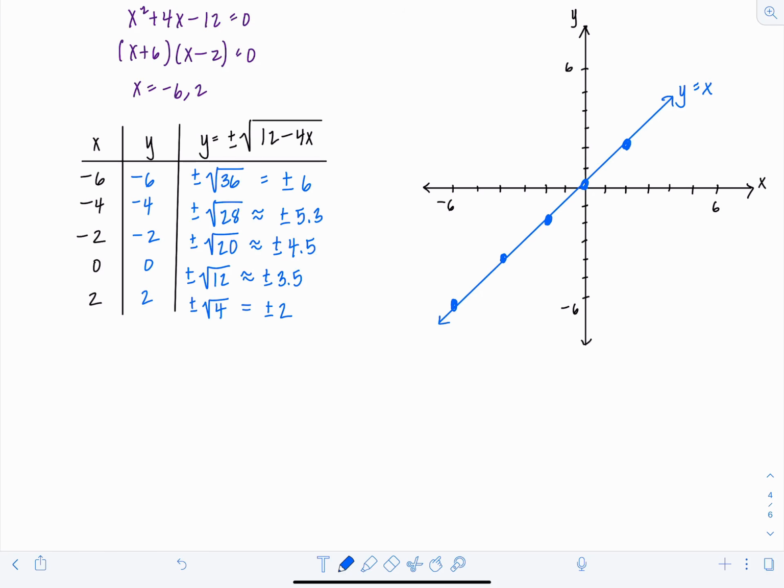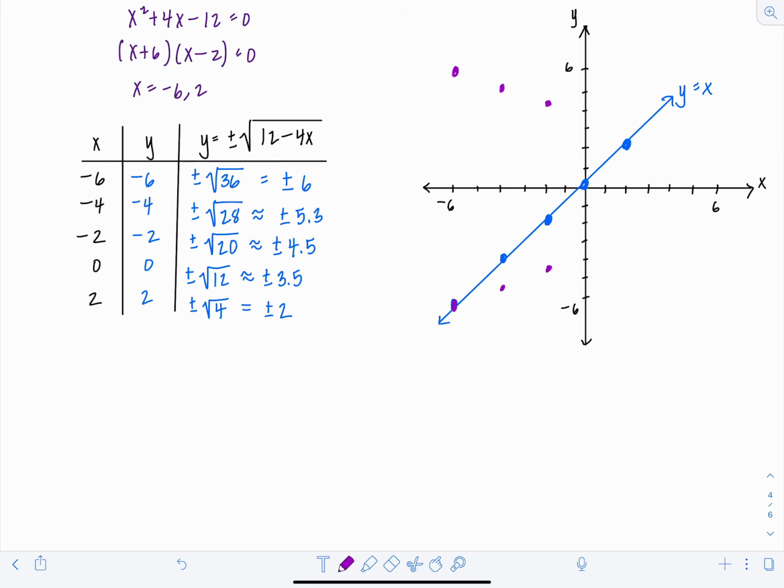All right, now I need the parabola. So at -6, I have plus or minus 6. When x is -4, I have plus or minus 5.3. So 1, 2, 3, 4, 5, and a smidge more. At -2, we have plus or minus 4.5. 1, 2, 3, 4 and a half, and then up, 1, 2, 3, 4 and a half.